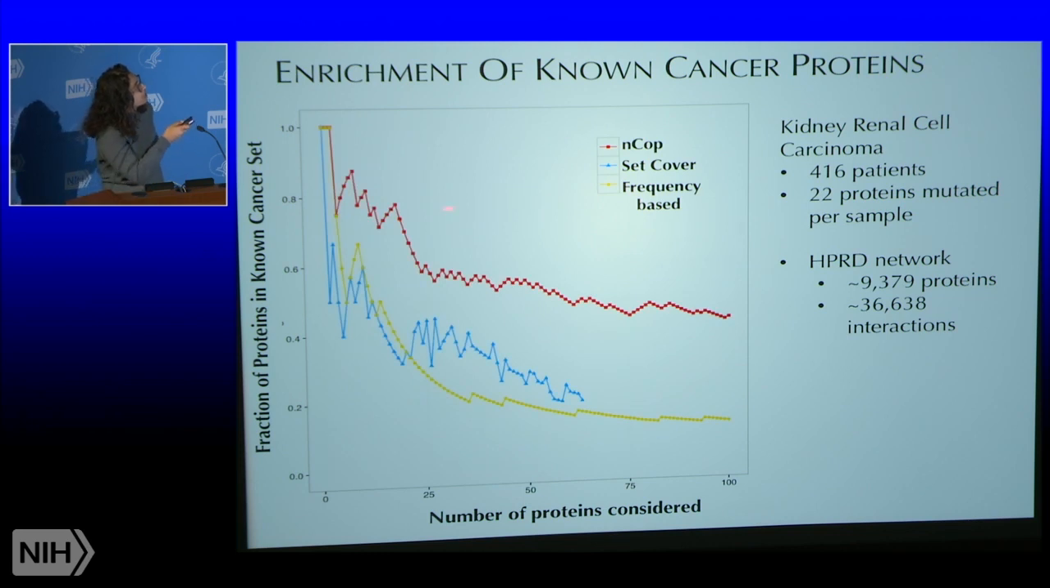Okay, and so what we see is that our approach, NCOP, outperforms, as judged by the fraction of proteins in the known cancer set, the other two methods quite easily. And quite notably, the difference between this red curve and this blue curve is the advantage that you get by including network information in this formulation. All right, so this is nice to look at one cancer at a time, but you can also automate this, and you can look at the area underneath these curves to get a rough idea of how much better one curve is than the other curve.